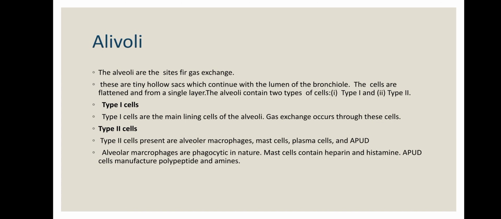Type 2 cells are specialized thicker cells that produce a substance called surfactant. This is important. So these are the type 1 and type 2 cells.